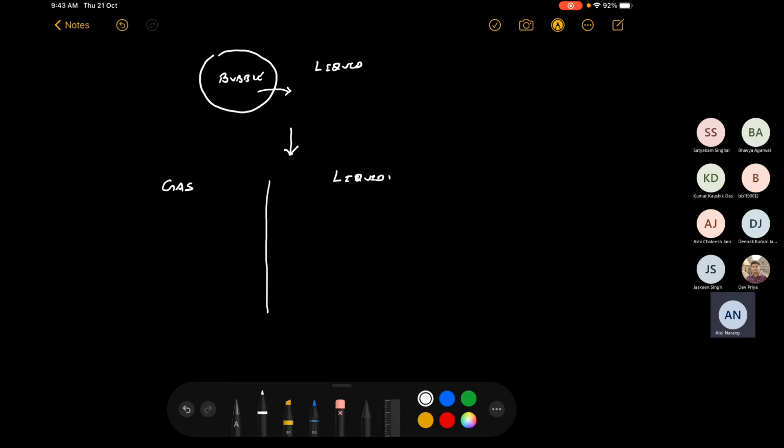Now, the film theory assumes that there is a stationary. Actually, all the theories assume that there is a stagnant or quiescent film on either side. So this is, you can call it boundary layer or film or whatever you want to call it. There is no relative motion between the liquid, for instance, over here, and the interface. It's kind of stationary.